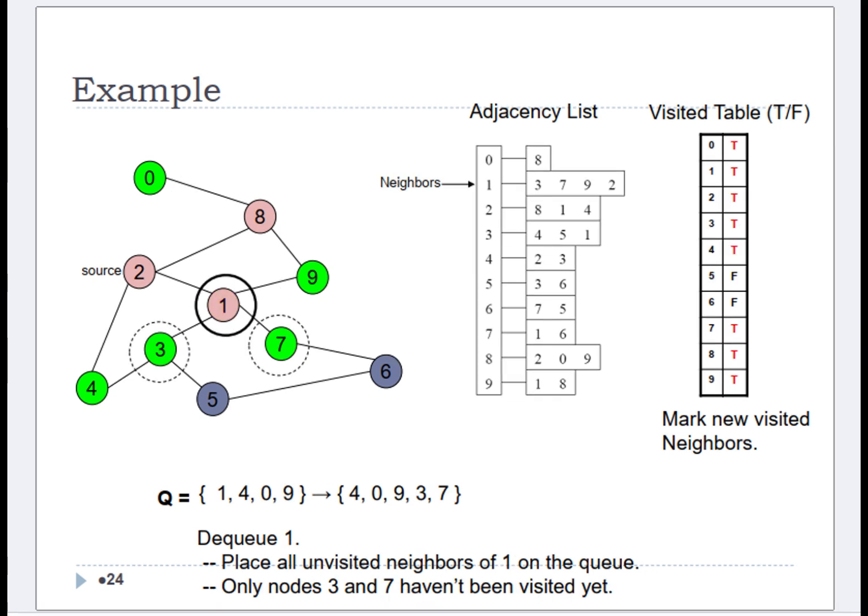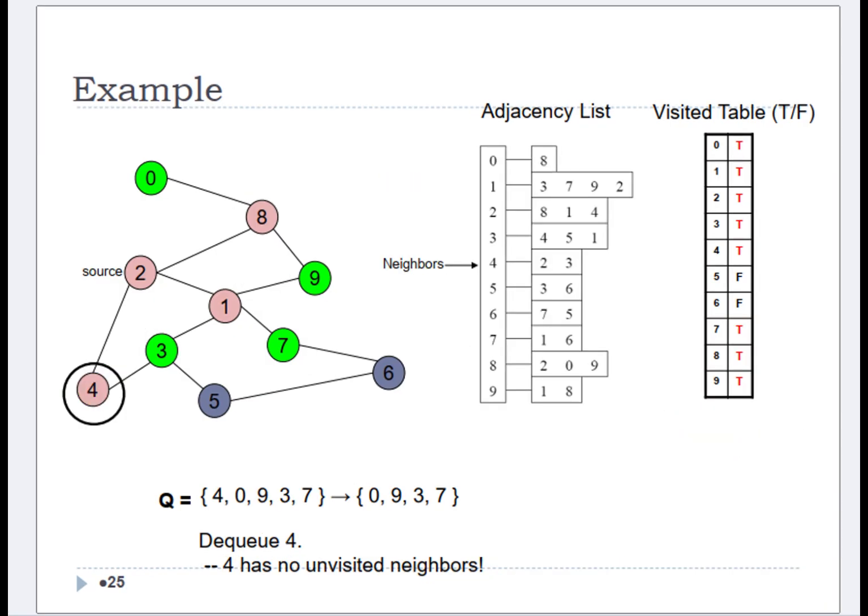Example: we mark the new visited neighbors. 24. Q equals 1, 4, 0, 9, then 4, 0, 9, 3, 7 after dequeuing 1. Place all unvisited neighbors of 1 on the queue. Only nodes 3 and 7 haven't been visited yet.